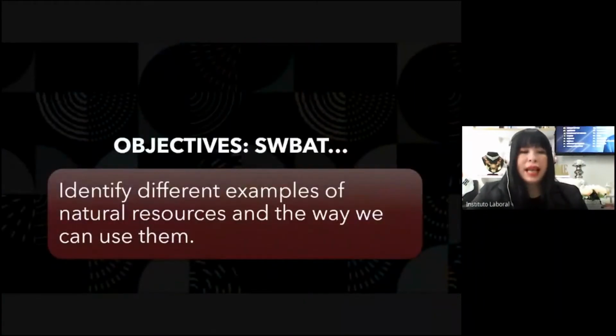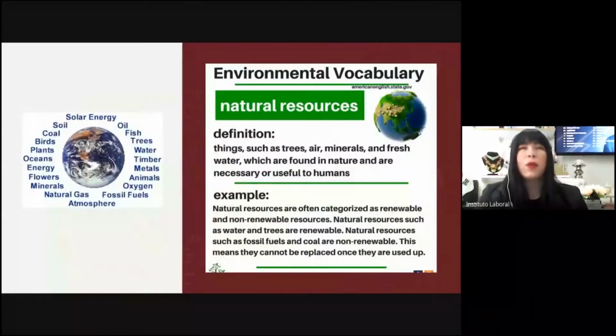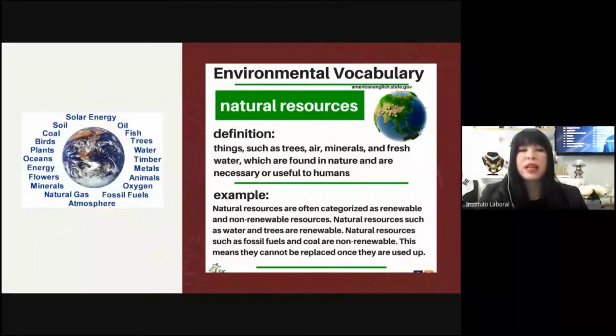For today's class, we have some objectives. Students will be able to identify different examples of natural resources and the way we can use them. But let's start with our fast review of the environmental vocabulary. The first word that we have here with definition is natural resources. But let's review the previous class vocabulary.